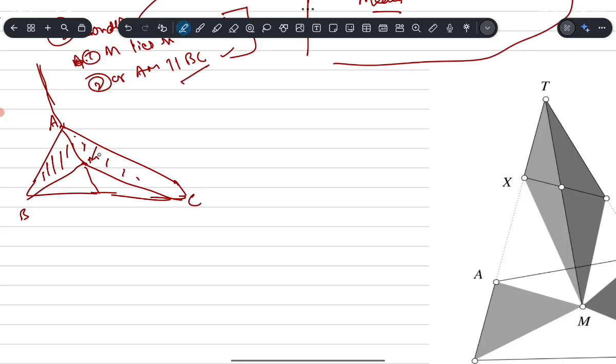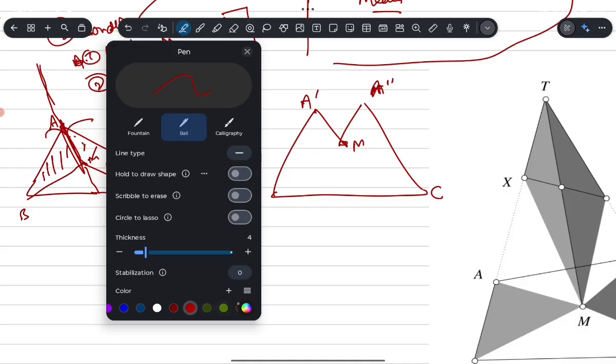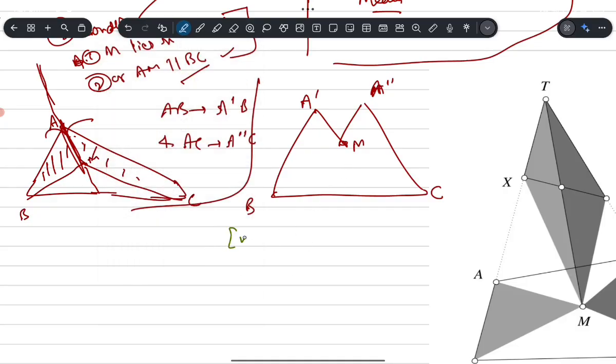Now, what we are going to do is, we're going to translate AB to A dash B and AC to A double dash C. What exactly does that mean? We're going to do some sort of this sort of stuff. M still stays there. We basically opened it sort of, A dash B, A double dash C. This triangle we opened it from here. We are still interested in finding the same thing. We're interested in finding the locus. Let me change the color. Finding the locus of M such that MA dash B equals MA double dash C.